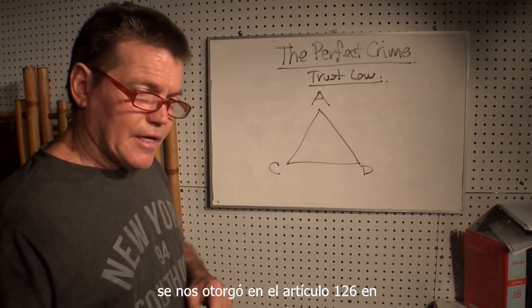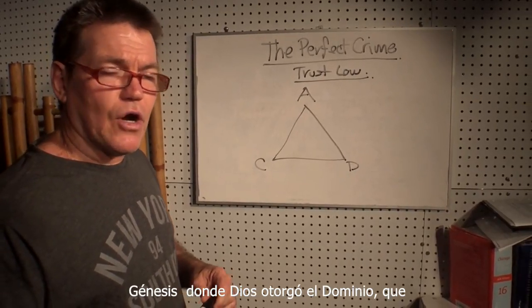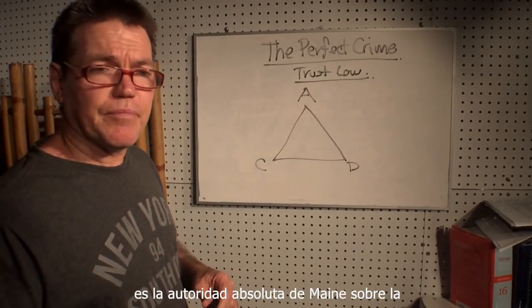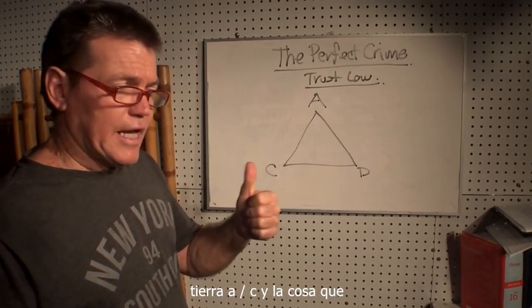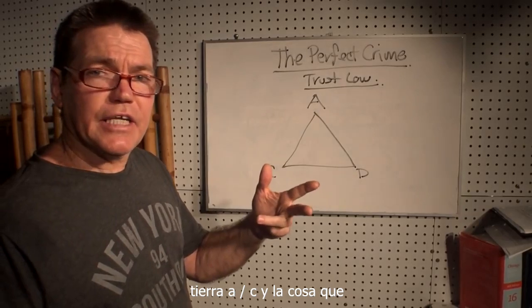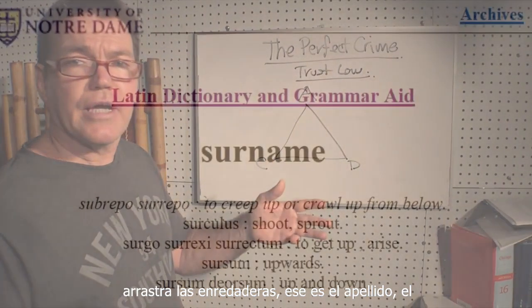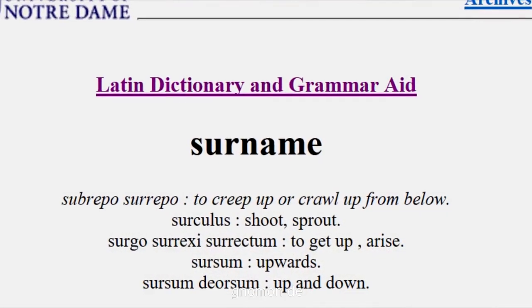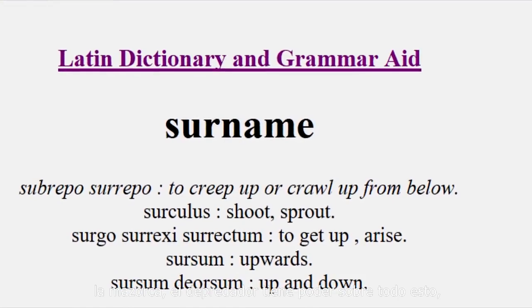Article 126 in Genesis, where God granted dominion, which is the absolute authority, to man over land, air, sea, and the thing that creepeth, that is the surname, the cognomen. The creditor has power over all of this.